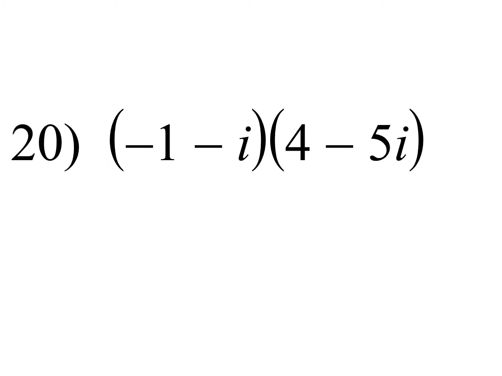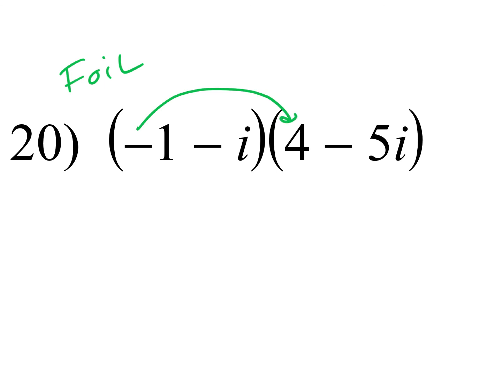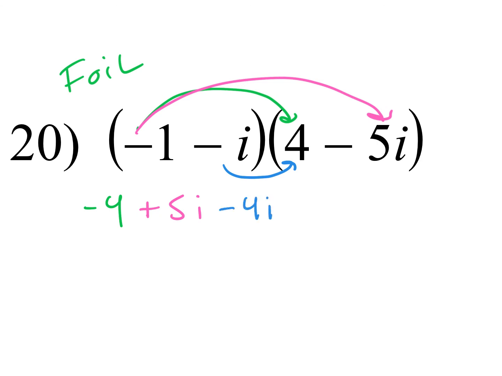All right, what do I have to do here for number 20? FOIL. So what do I multiply first? The first ones, which are what? First. What's negative 1 times 4? Negative 4. What are the outsides? What's negative 1 times negative 5i? 5i. What are the insides? What's negative i times 4? Negative 4i. And what are the lasts?